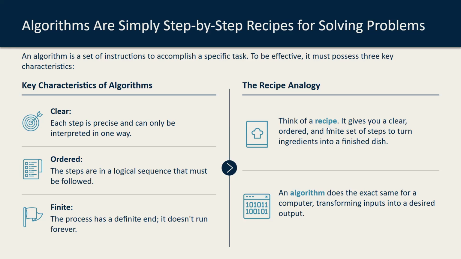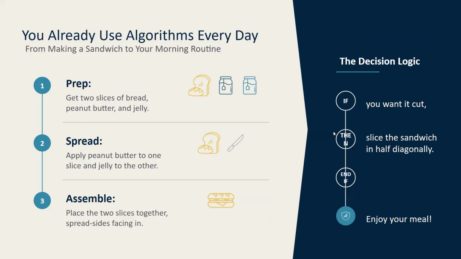When I say that algorithms should be clear, it means that each step should be precise and easy to interpret. Second, it should be ordered, meaning that the steps should happen in a logical sequence. And when I say finite, I mean the process should have a finite number of steps and it should not be able to run forever. So anytime you solve a problem step by step, you are almost thinking in terms of algorithms too.